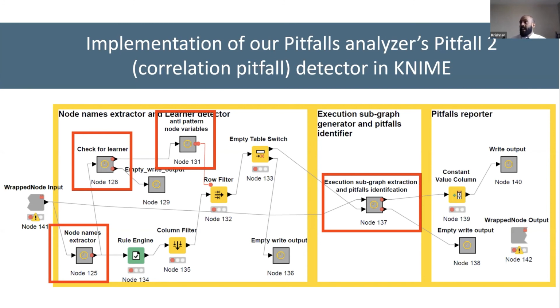For instance, as we know, a pipeline can contain multiple learners, right? So even though the anti-pattern nodes might be present in the pipeline at large, they may not be part of the execution subgraph of one of the learners. So for that given learner, it might not have those problems. That is why it checks if the anti-pattern nodes are present in the exact execution subgraph.